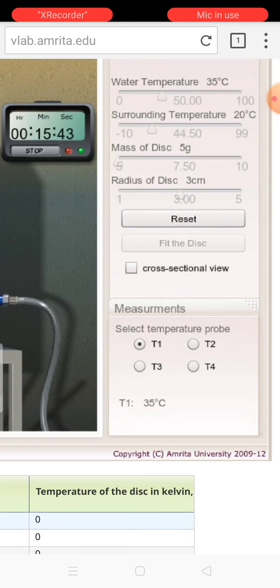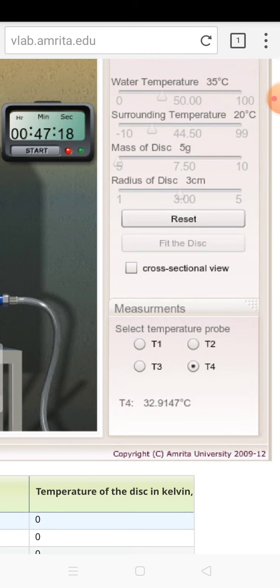Then you see what is the value of T4. T4 is changing with respect to heating. Now power on, meaning heating is going on. Now T4 is changing. See, T4 is now constant. Then you stop the process. You will continue until you find that T4 is giving a particular value.